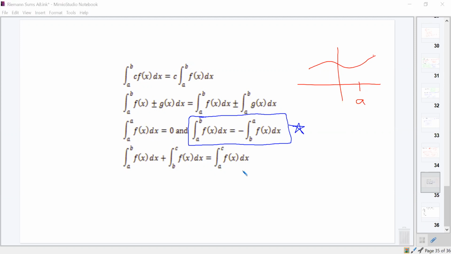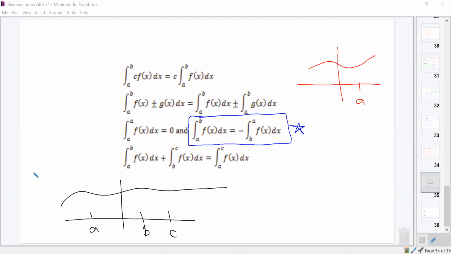And then the last rule down here, which is another important one, if I have A and I have B and I have C, and I've got some function, the integral from A to B plus the integral from B to C ought to equal the integral from A to C. And likewise, if I knew the integral from A to C and the integral from B to C, I could do A to C minus B to C, and that would give me A to B. Does that make sense?